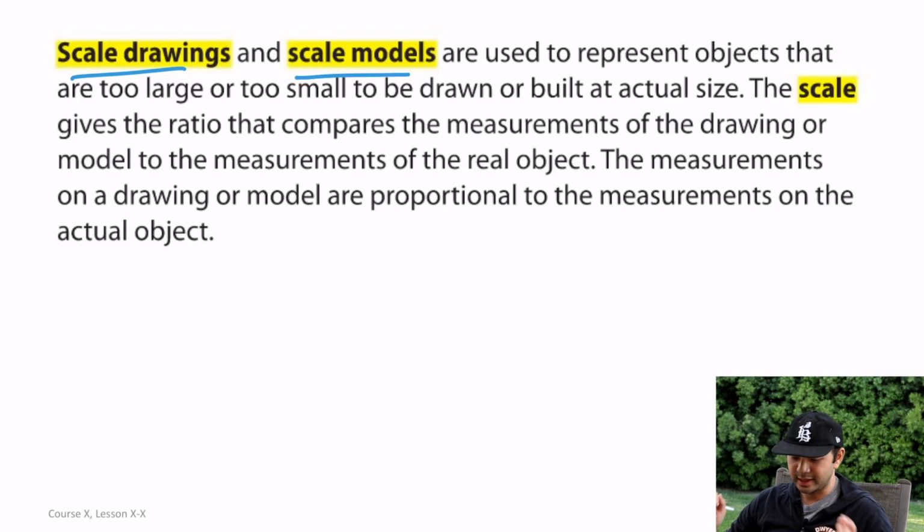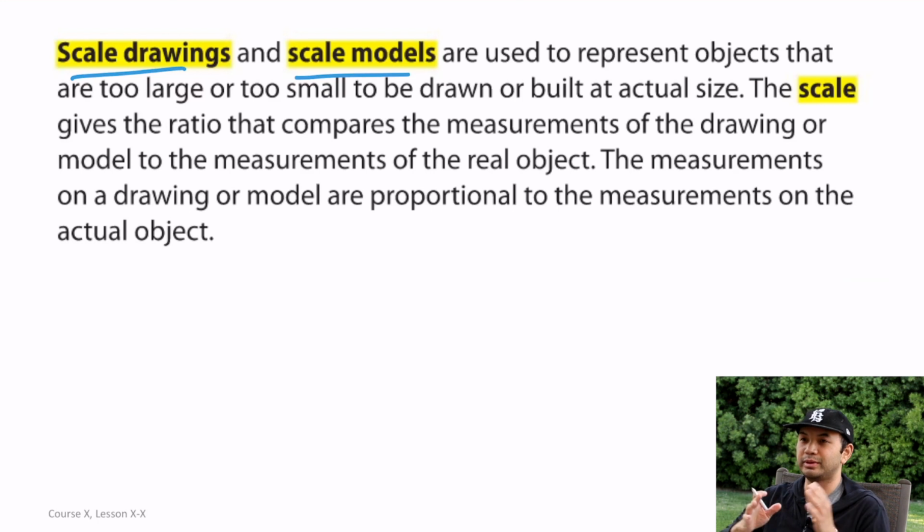And the scale actually gives the ratio that compares the measurements of the drawing or model to the measurements of the real object. That's different. So scale models, scale drawings, those are things that represent another object. The actual scale is a ratio. So that's what I said earlier: 1 inch on this drawing represents 1 foot in real life. The measurements on a drawing or model are proportional to the measurements on the actual object.